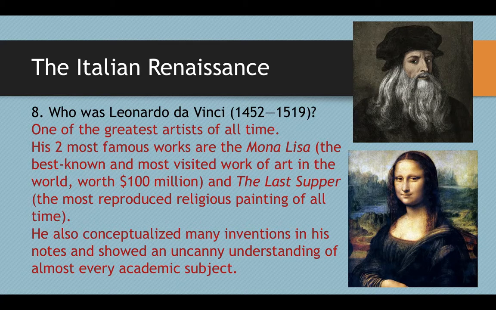Inventions, to where we get things like the hot air balloon and all sorts of other things that had their beginnings in Leonardo da Vinci's notes. And he just showed this uncanny understanding of almost every single academic subject. Now, a lot of us are really good at one or two subjects, but he was good at everything. He was a literal genius. He is what we call a Renaissance man, which we'll also get to in a minute here.